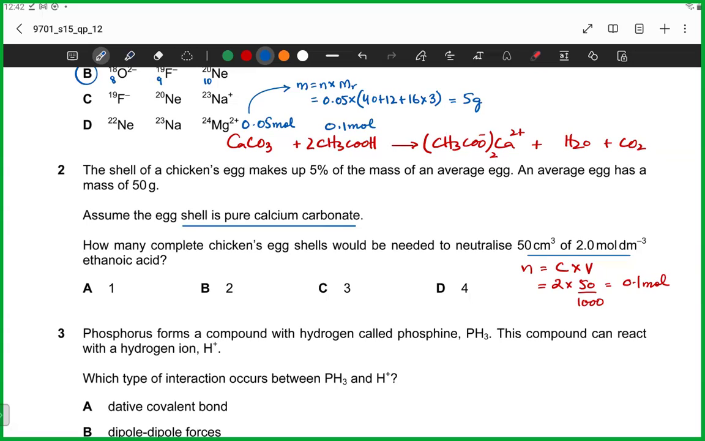So one egg has how much calcium carbonate? One egg has 5% of 50 grams, right? So what's 5% of 50? Is it 2.5 grams? Yeah. Right? Because 5% of the mass of an average egg, which is 50 grams, is calcium carbonate. So one egg has 2.5 grams. So we're looking for 5 grams. So how many eggs do we need? 2 eggs.